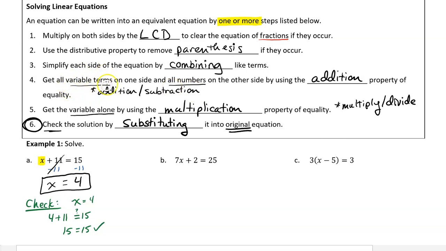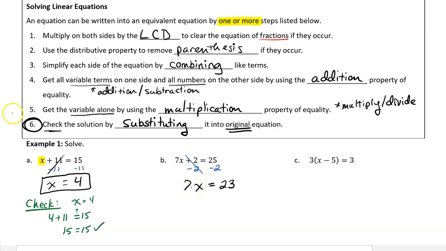So I get my variable terms on one side, my numbers on the other. So once again, I have a plus, in this case 2. So I'm going to undo that with subtraction. And what I do on one side, I have to do to the other. So that cancels away on the left, leaving behind 7x is equal to 23. 25 minus 2 is 23. So the fourth thing is done.